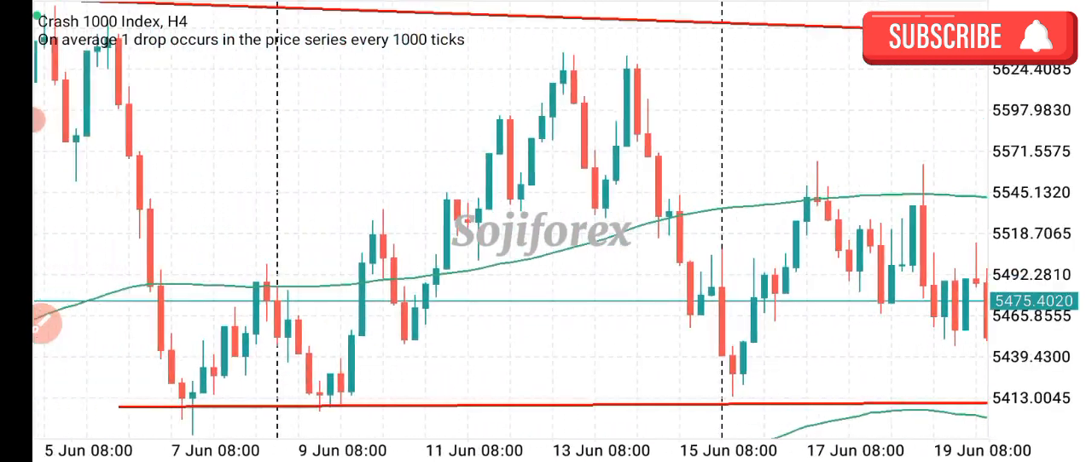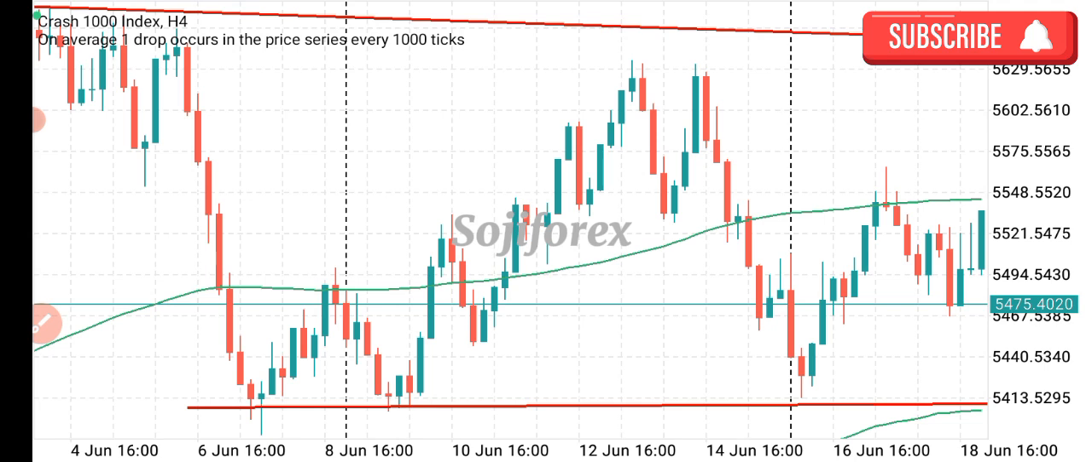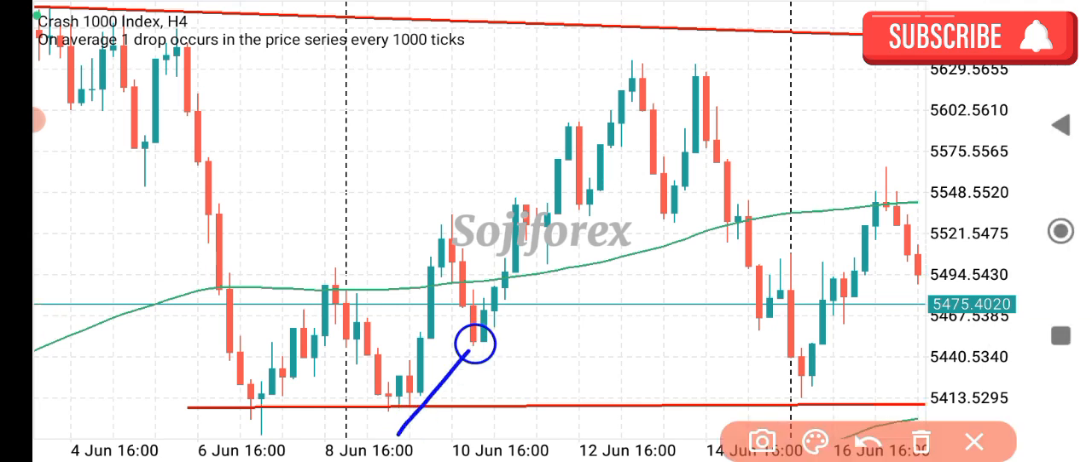This is 4 hours, and if you look at this particular area, from here the market has been bullish. All the way from this side, price has been going bullish. This is a higher low, higher high, higher low, higher high, higher low, higher high.